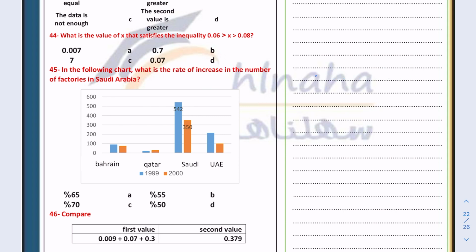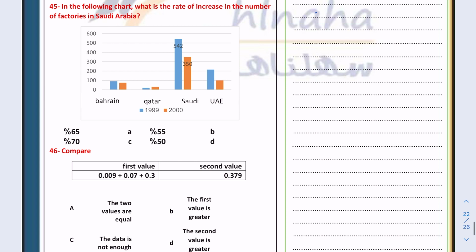Question number 45. In the following, what is the rate of change or the percent of increase of the factories in Saudi Arabia? Okay, the factories in Saudi Arabia increased to 542, and it was 350. I can subtract. 2 minus 0 will be 2. 4 minus 5 cannot be, so I will take 1 from here. It will be 14. 14 minus 5 will be 9. And this is 1. It's approximately 190.